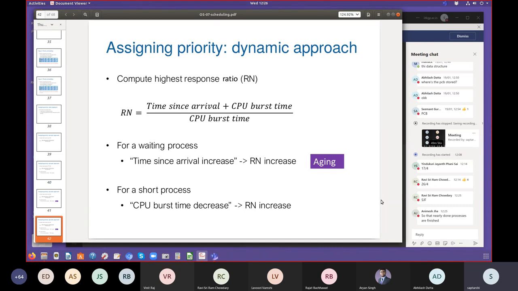So here we are trying to take care of both. If a process has been waiting for long, then increase the priority. And if the process has only a little bit remaining, then also increase the priority a bit.